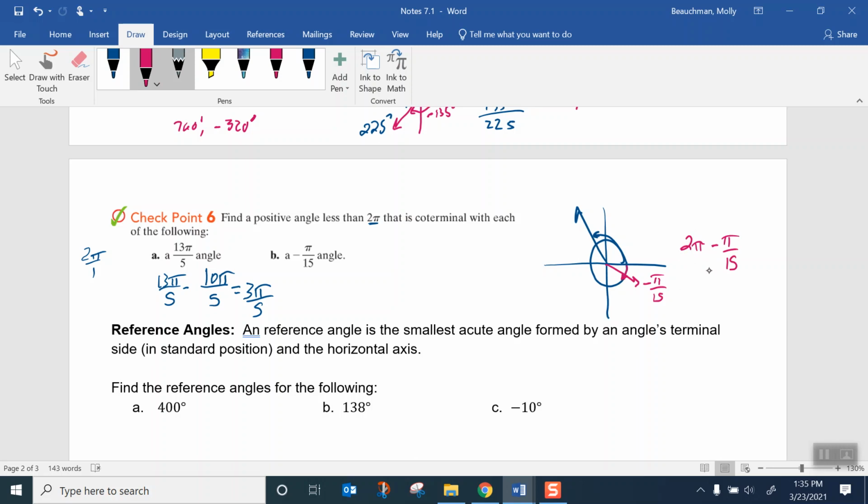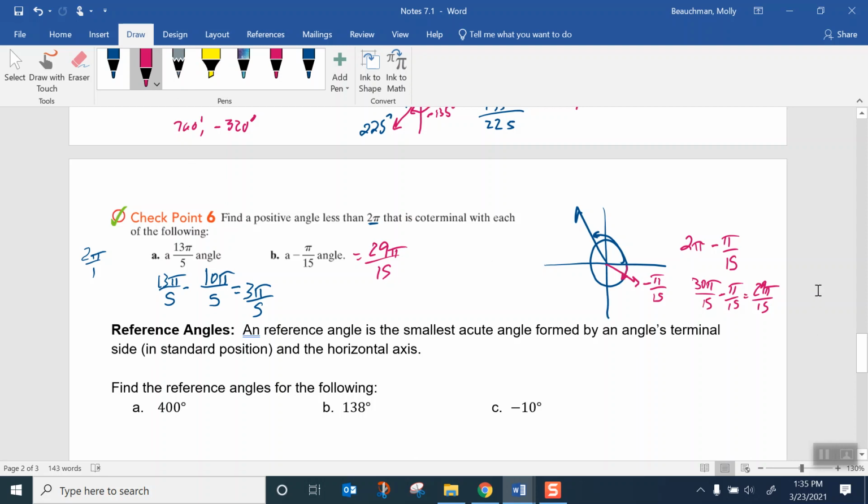So let's see, 2 pi would be 30 pi over 15 minus pi over 15 is equal to 29 pi over 15. So if we were going to rotate in the positive direction, we would rotate a positive 29 pi over 15. So coterminal means they have the same terminal side.